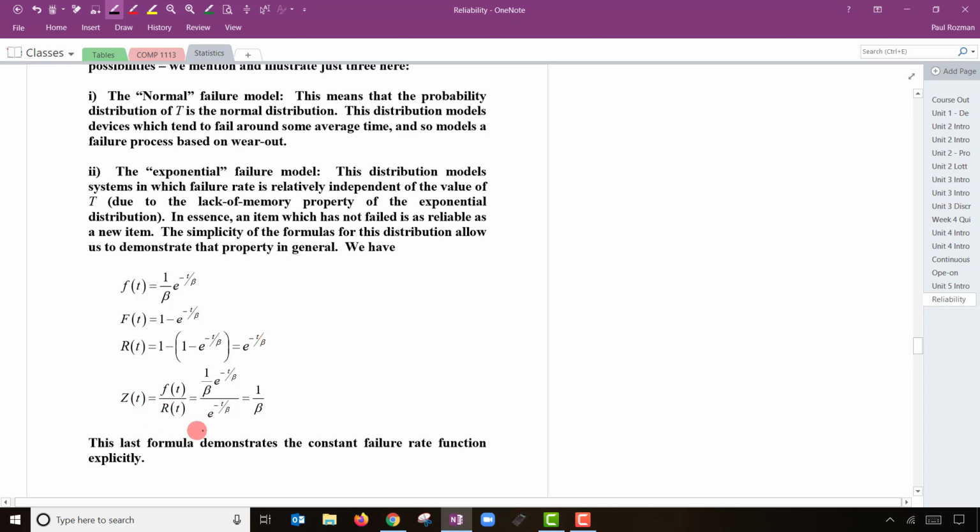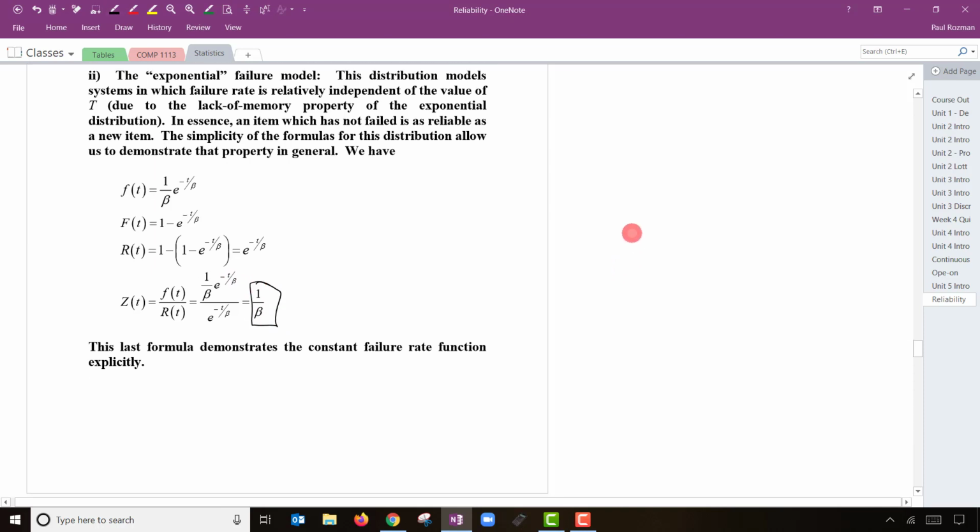And that's kind of what's interesting about the exponential function or exponential distribution. As I said, it does have this constant failure rate property where I put little f on the top and big R on the bottom, and you'll see that the exponential part cancels and you're just left with this constant rate. So those are two models.